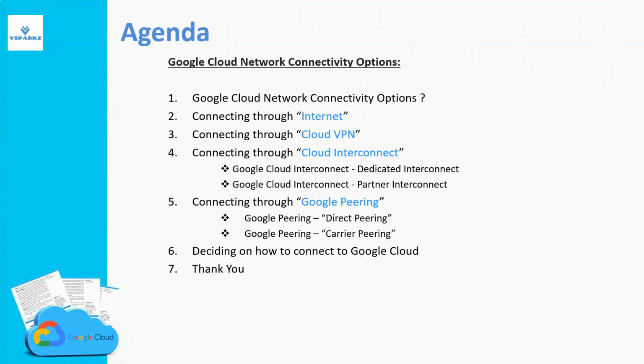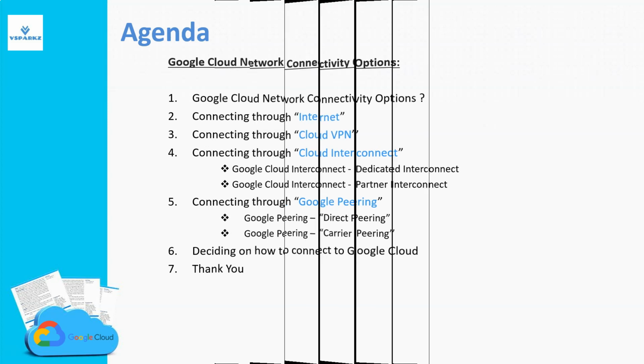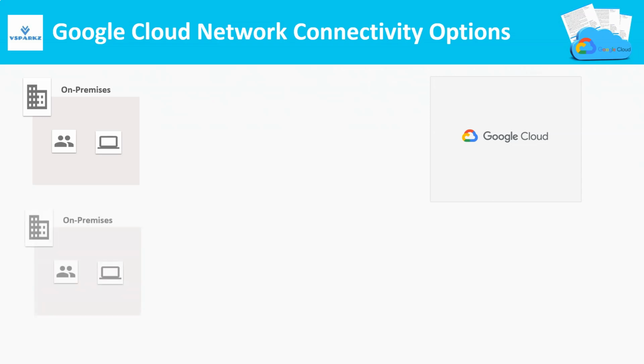This is the agenda of this video. We are going to discuss these topics in this video. First, we will see the available options to connect to Google Cloud, and then we will discuss them one by one. We can split this up into two categories. In the first category, you are going to access Google Cloud alone. Whereas in the second category, you are going to access Google Cloud as well as the other products of Google such as Google Workspace, formerly called G Suite, and its associated applications.